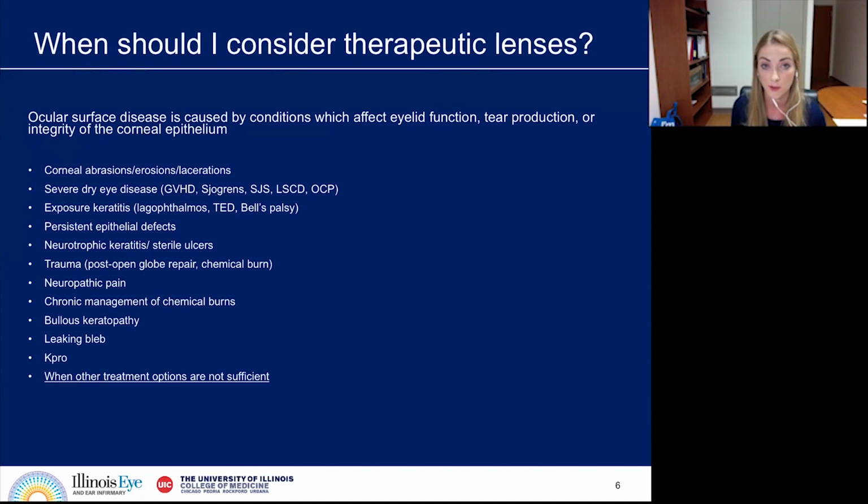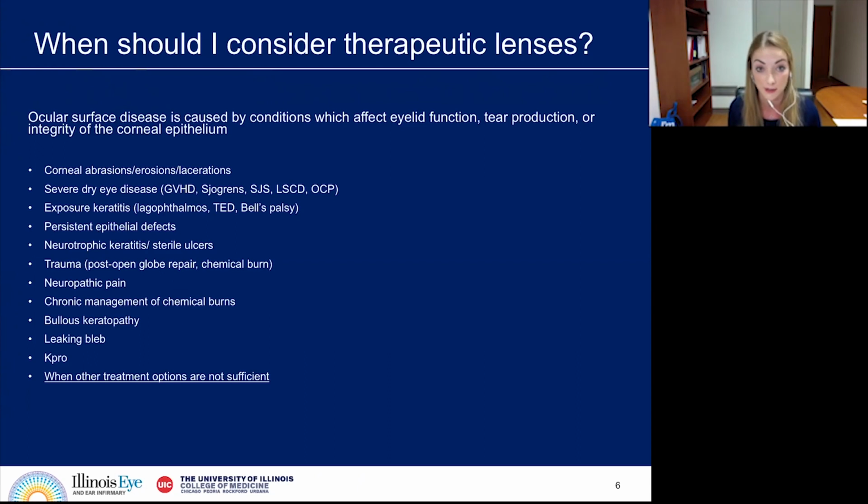So when should we consider therapeutic lenses? Ocular surface disease is caused by conditions which affect the eyelid function, tear production, or integrity of the corneal epithelium. Most commonly, we use these for acute problems such as corneal abrasions and erosions, and chronically with patients who have exposure keratitis or severe dry eye. But they're also really helpful in a variety of different types of surface disease, including persistent epithelial defects, neurotrophic keratitis, trauma, pain patients, chronic management of chemical burns, all the way down to, we'll speak slightly about K-pros at the end of the lecture.